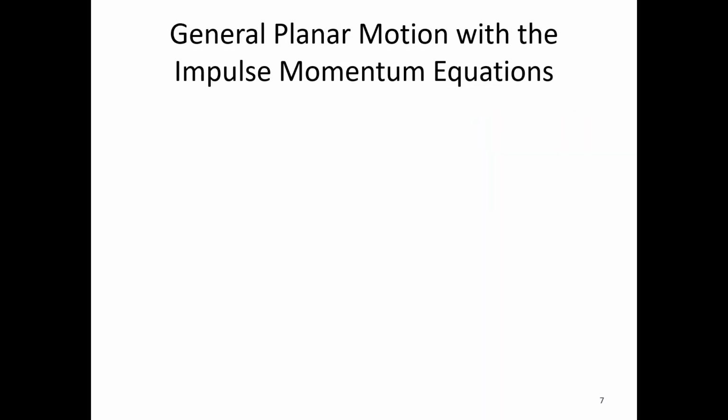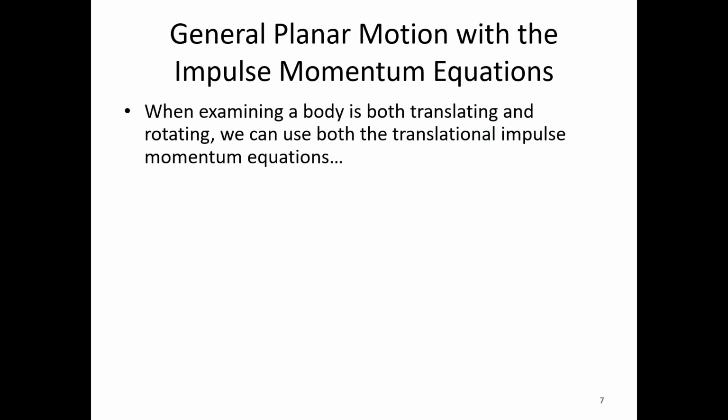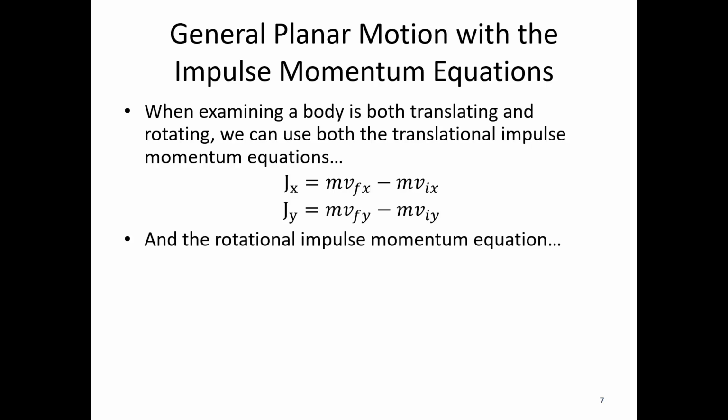All right, so moving on to general planar motion. When examining a body that's both translating and rotating, we can use the translational impulse momentum equation. We can still break this down into x and y, and we can also add in the rotational impulse momentum equation for a third equation here.